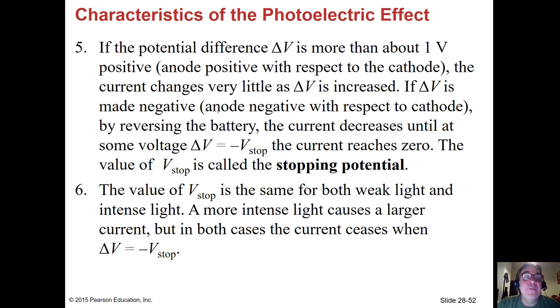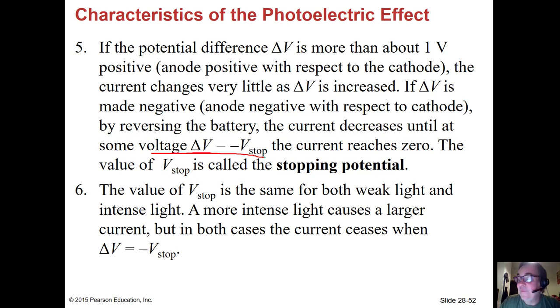Okay, so if the potential difference that you set up is more than about 1 volt positive with respect to negative, the current changes very little as the voltage is increased. If the delta V is made negative, the voltage across there is made negative, the current decreases until you have something called the stopping potential. So why would you want to stop this from happening? We can figure out the work function if we know the stopping potential.